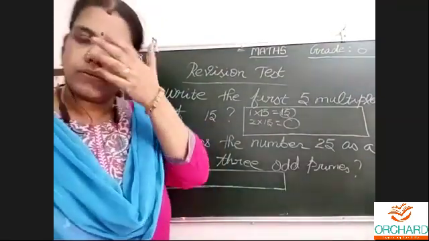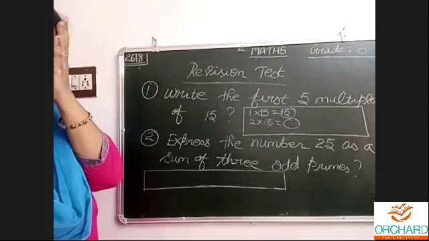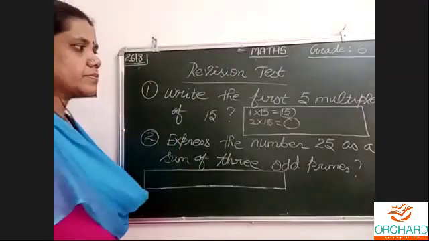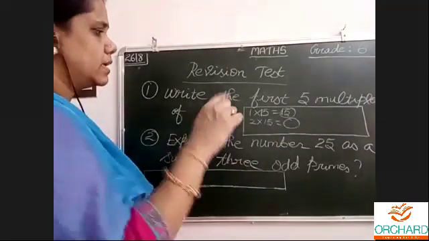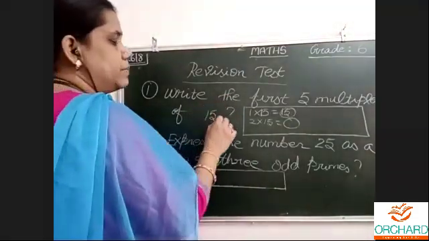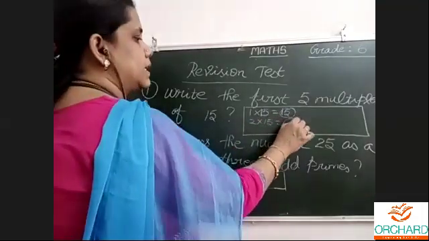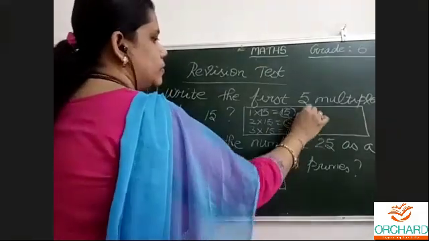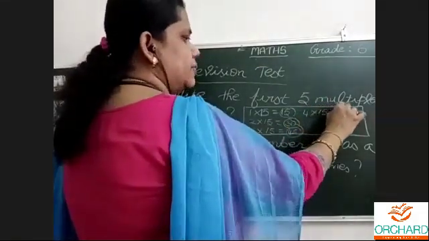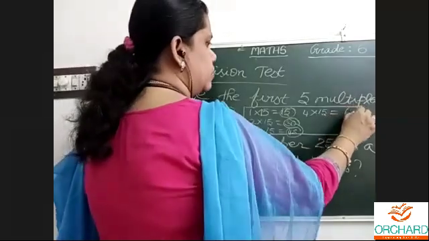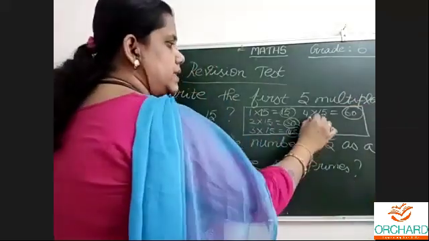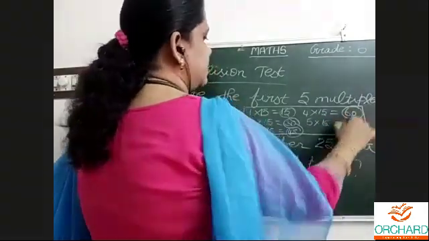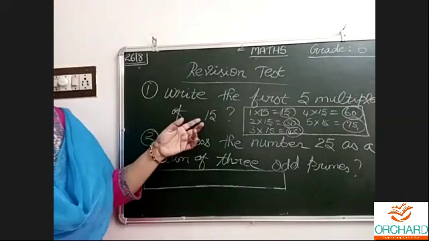Okay, now look at the board for the answers. Look at the board and take your pencil and do the correction if you have mistakes. Otherwise, put a tick. First 5 multiples: 1 15 is 15, 2 15s are 30, 3 15s are 45, 4 15s are 60, 5 15s are 75. However you learnt, you do it like that. I want only 5 multiples, so we'll stop. These are known as the multiples.